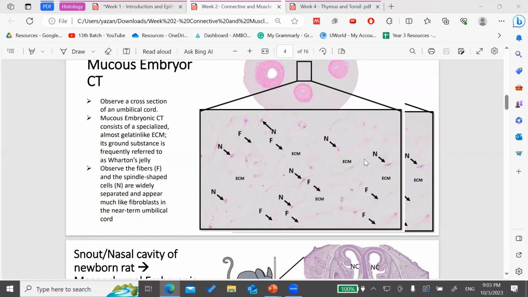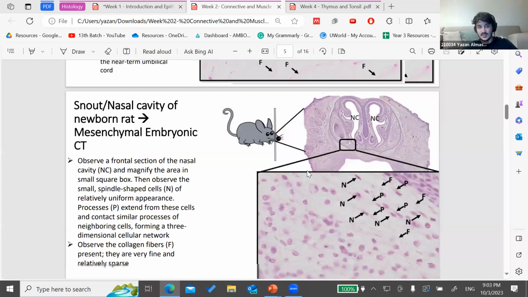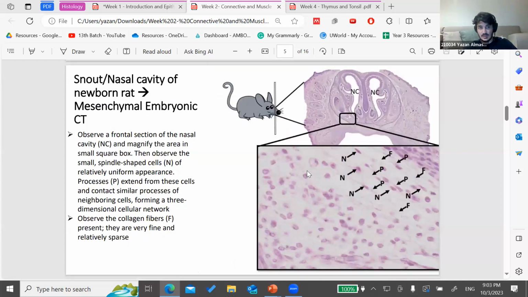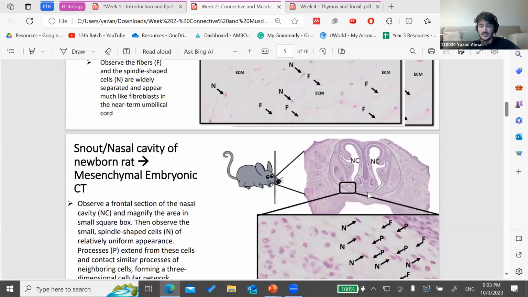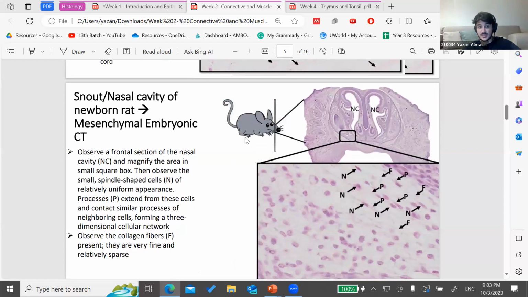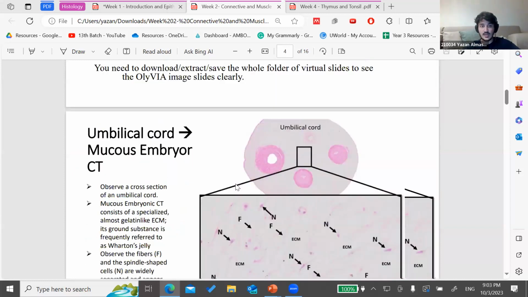Okay, so this is the mucous, and since we went through them, might as well go through the other one. This is the mesenchymal embryonic connective tissue. It is usually found in the nasal cavity of the mouse. This one is found in the umbilical cord. If you see a section like this in the exam, this is mesenchymal embryonic connective tissue. If you see a section like this showing the umbilical cord, it's probably mucous embryonic connective tissue.